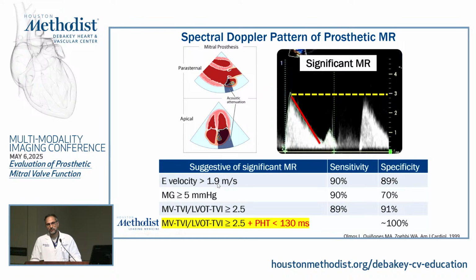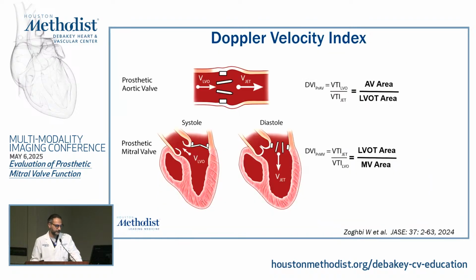If you have an E velocity more than 1.9, very accurate. You have to, again, suspect it. Mean gradient more than 5. TVI ratio more than 2.5, very specific. If you have a TVI ratio more than 2.5 and a pressure half-time less than 130, like in this case, this is almost 100% specific for mitral regurgitation, because this combination of high TVI ratio and short pressure half-time usually happens in mitral regurgitation. In mitral stenosis, the pressure half-time is high. Again, I'm going to show an example of that and how to differentiate those two.